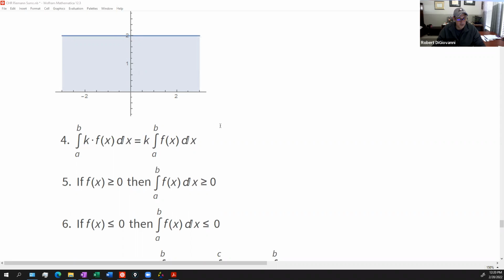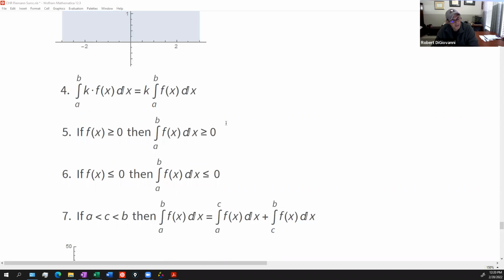The fifth property is pretty easy to understand. If your function is above or equal to the x-axis, if it's a positive function, then you should expect that the area is a positive number or 0. As long as the graph is above the x-axis, you should get positive area. On the other hand, if the graph is below the x-axis, then you should expect your area to be negative. That seem reasonable?